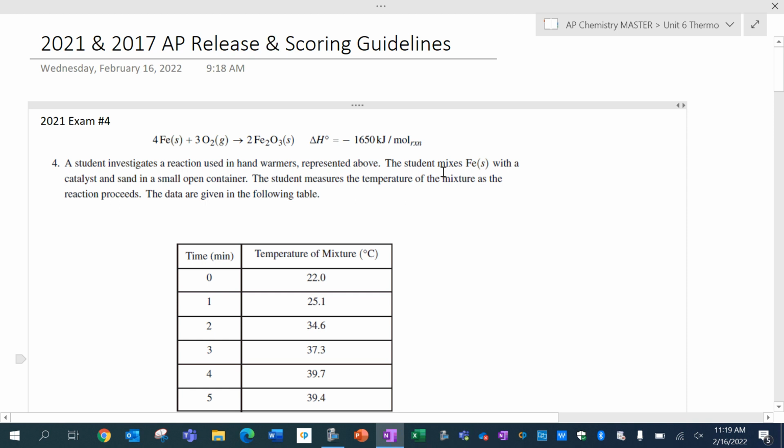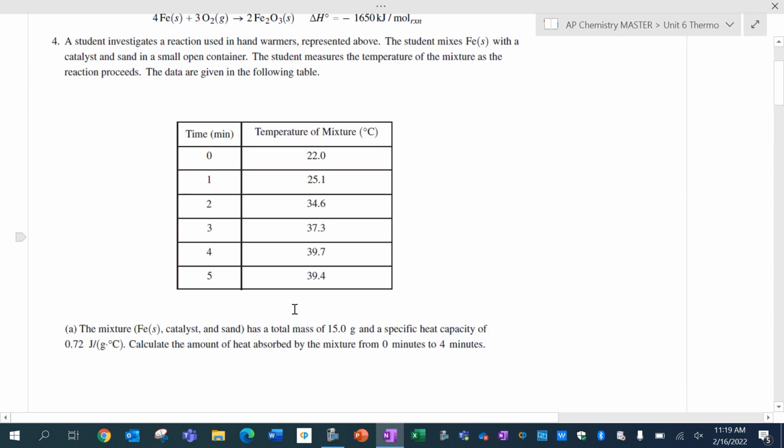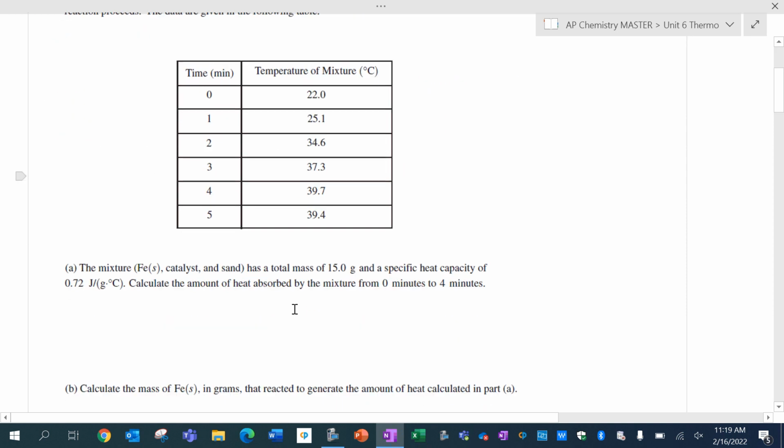A student is mixing some iron with a catalyst and some sand in a container, and they measure the temperature of the mixture as the reaction proceeds. We've got some data right here. The first question asks us to calculate the amount of heat absorbed by the mixture from 0 to 4 minutes. So we're going to pay attention to these time marks here. We're going from 0 to 4 minutes.